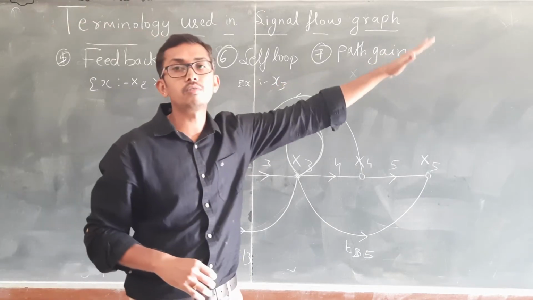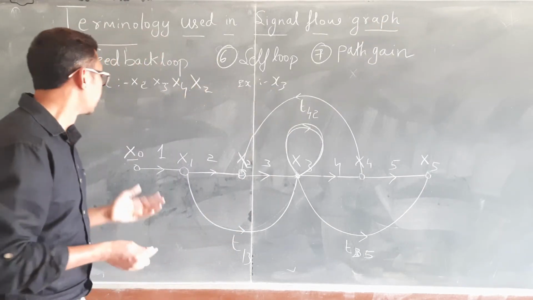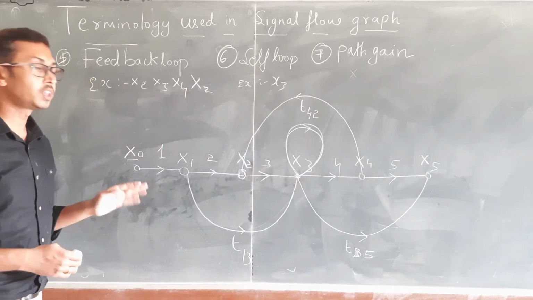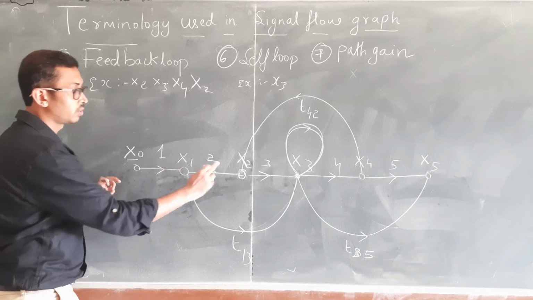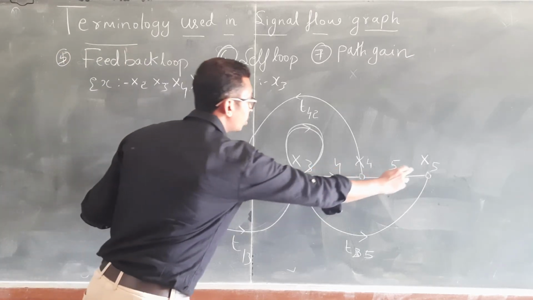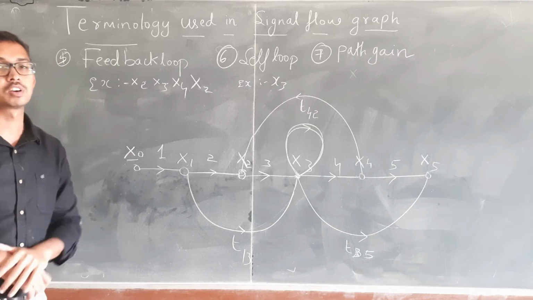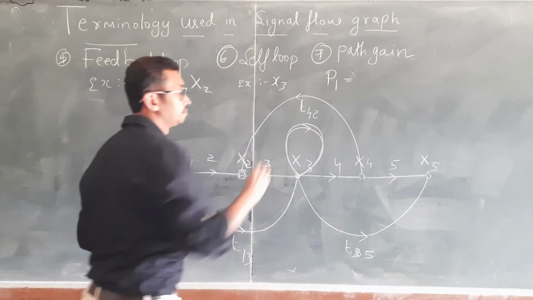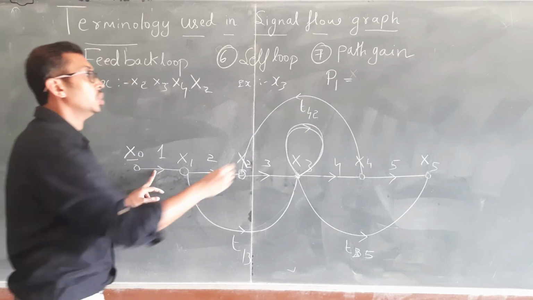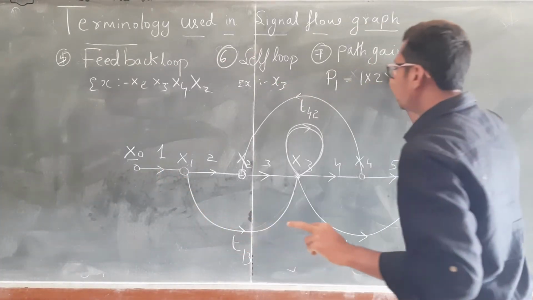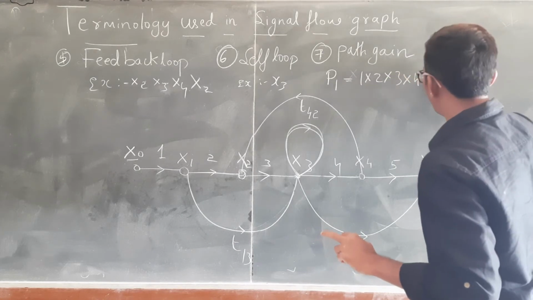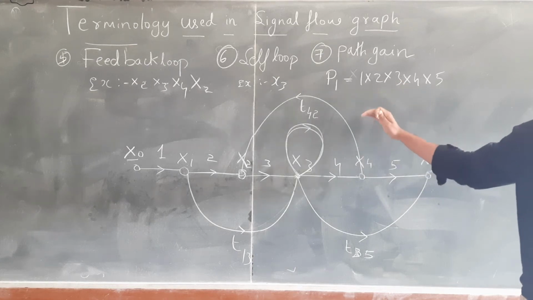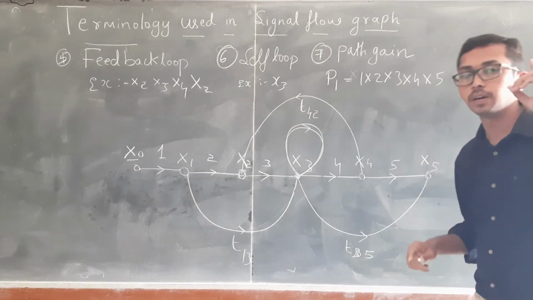So what is the forward path gain, or path gain, from x0 to x5? If the forward path is x0, x1, x2, x3, x4 and x5, that is one of the forward paths. So the path gain of forward path number 1 will be equal to 1 into 2 into 3 into 4 into 5. This we are going to call as forward path gain number 1.